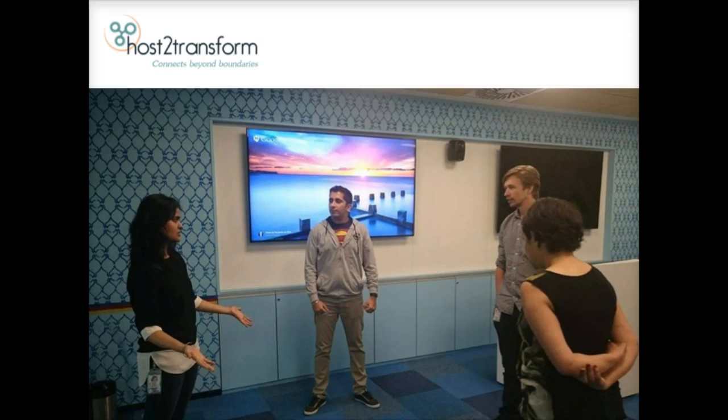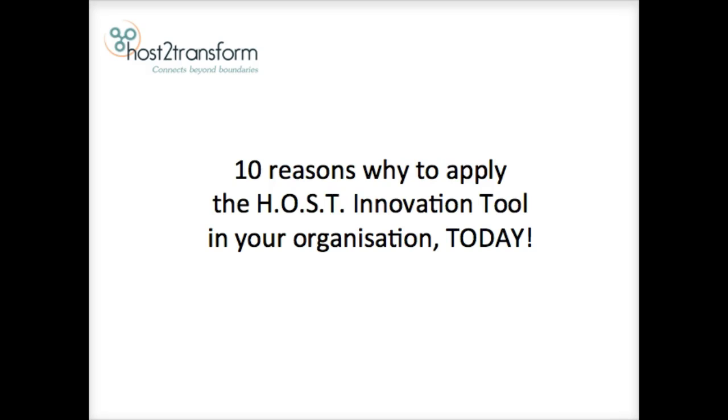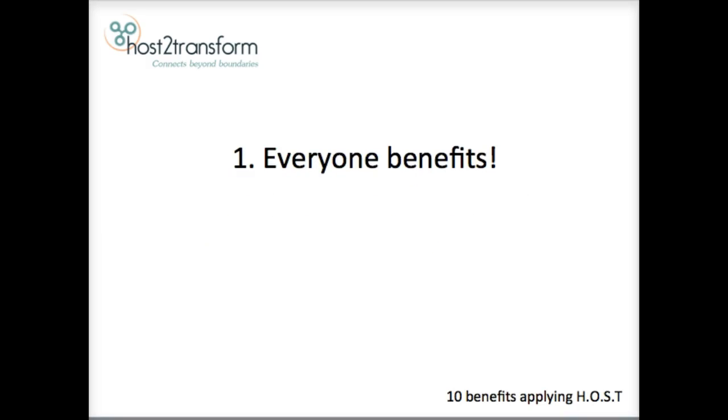But again, 10 reasons why you should apply this today in your organization or in your work environment. Well, this sounds pretty broad. Everyone benefits, and I think the main entrepreneurial guru will shoot me right now by saying everyone is the target audience of Host Transform, which is not the case.